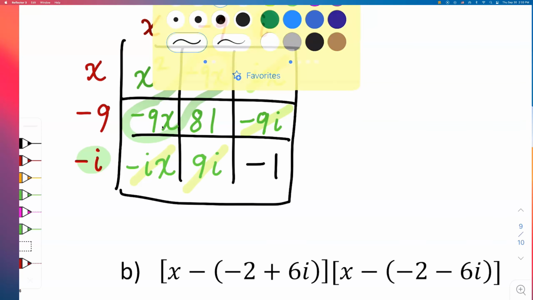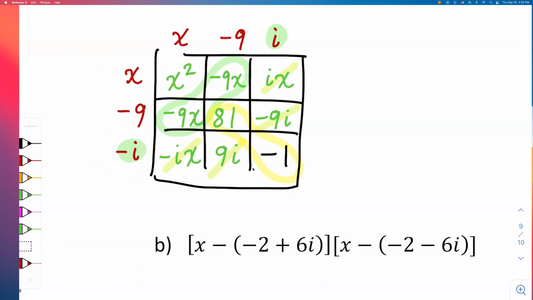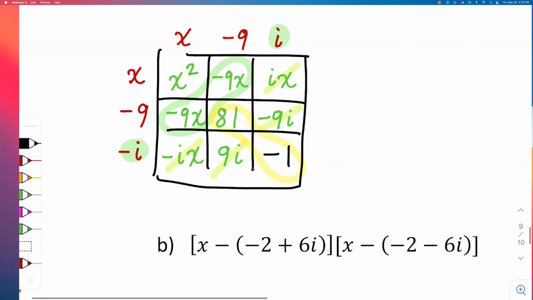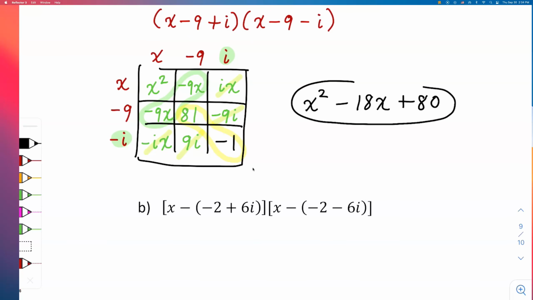All right, hold on. Let me use this color. These two will add up to 80. I have to do 81 minus 1. So what's the final answer? The final answer is x squared minus 18x plus 80. So that's one method. That's what you can do.